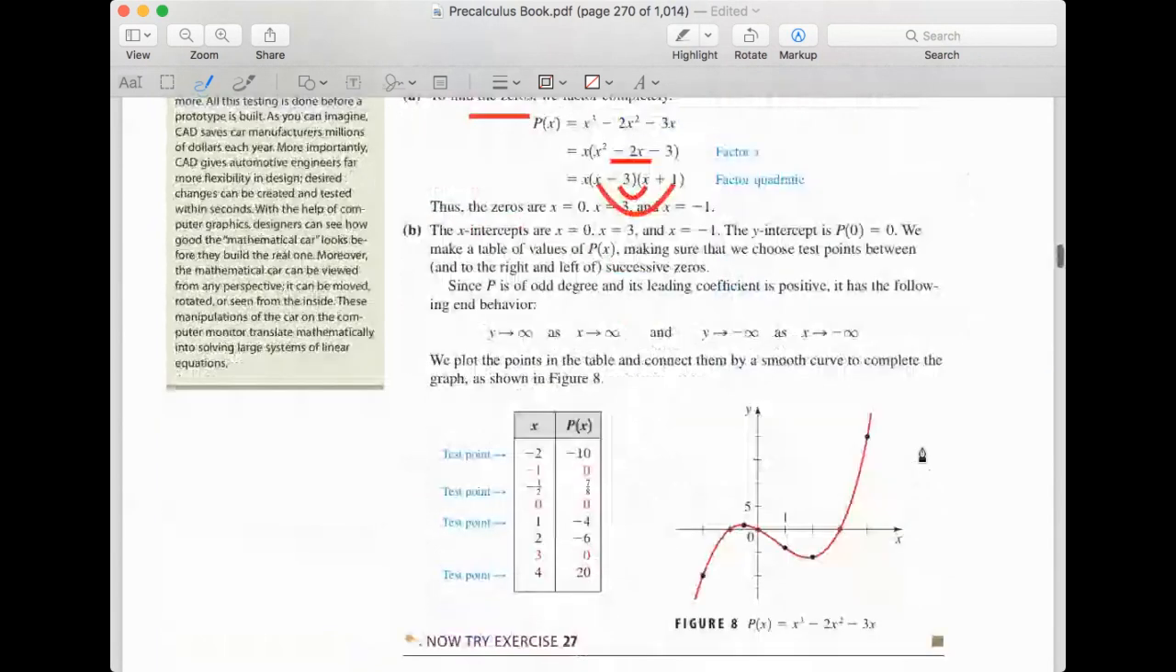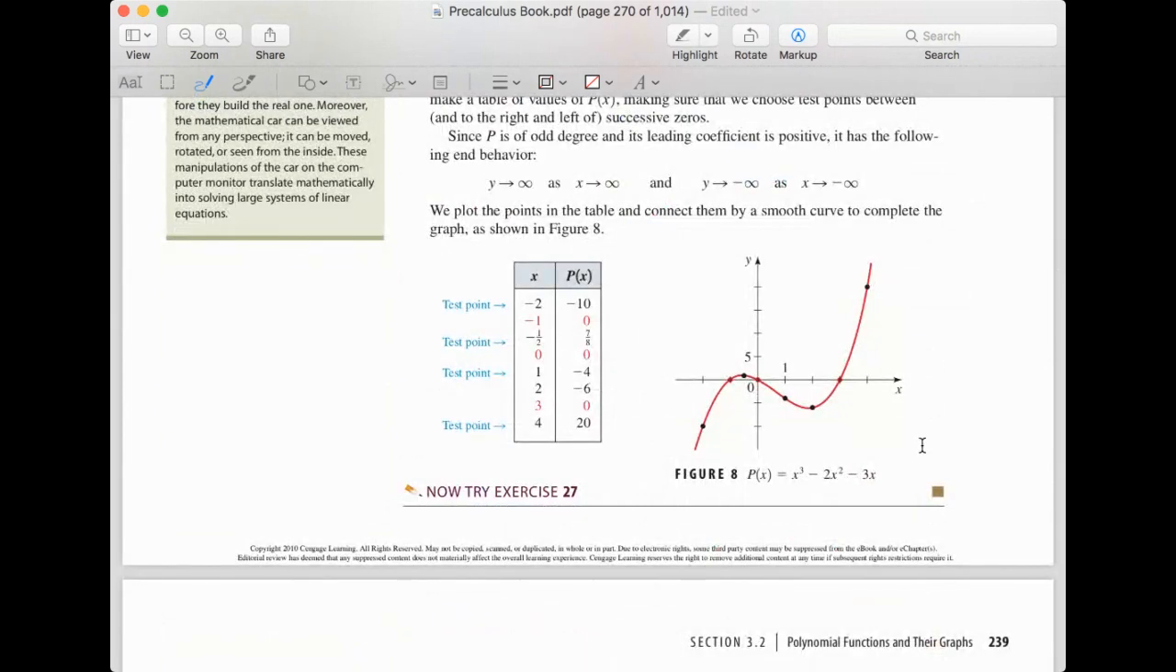Now we can sketch the graph, right? The leading term is positive. A degree 3 polynomial goes like this. Then y-intercept 0, 0. X-intercepts 0, 0, negative 1, 0, then 3, 0. We don't care about these wiggles, this local maximum point, local minimum point. We don't know how to graph them exactly, but we can give an approximate shape of this graph. Okay, any questions?